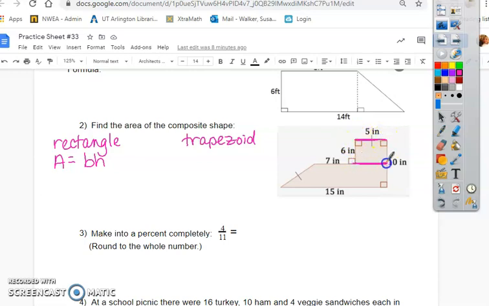So base, same thing, that's a 5. Height, and I know that's my base and height because, again, it has to form a right angle. So I can say 5 and 6 or 6 and 5. It literally does not matter. Those are the base and the heights. Okay? I'm going to leave this for you to do. Whatever you get will be inches squared. Now the trapezoid, we just did it.